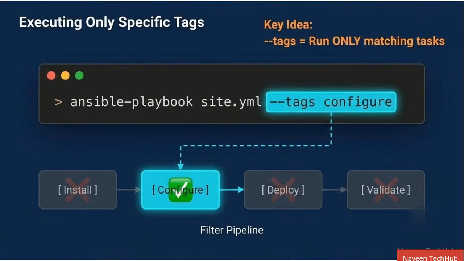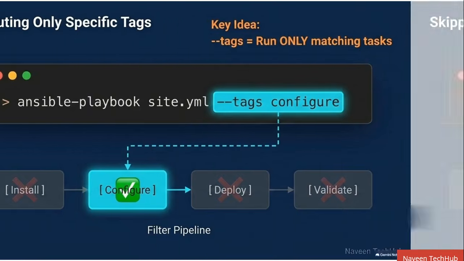To run only selected tasks, use the --tags option. In this example, we run the playbook with the configure tag. Ansible filters the playbook and executes only tasks matching configure, while the other tagged sections are not selected. Remember this simple rule: --tags means run the matching tasks.